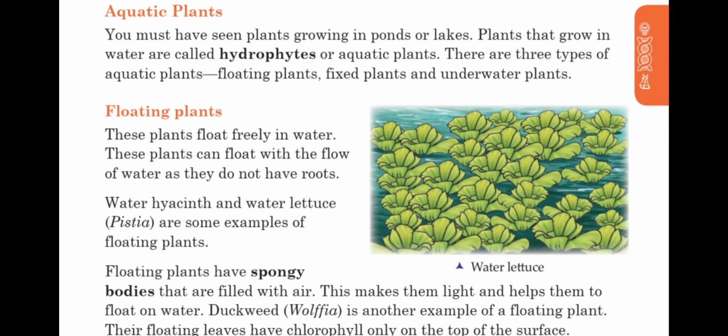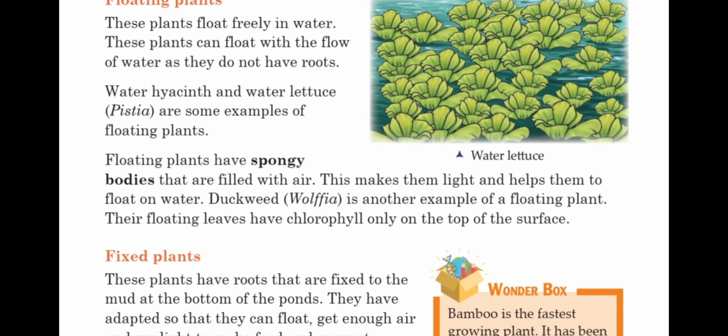Water hyacinth and water lettuce, pistia are some examples of floating plants. Floating plants have spongy bodies that are filled with air. This makes them light and helps them to float on water. Duckweed is another example of a floating plant. Their floating leaves have chlorophyll on the top of the surface.